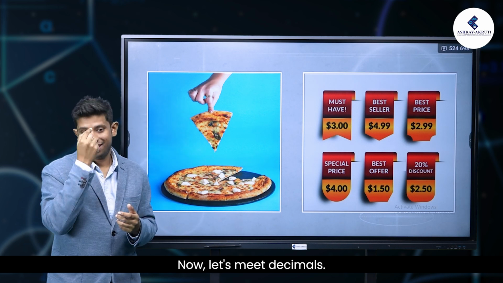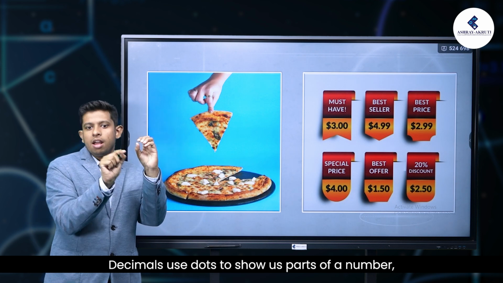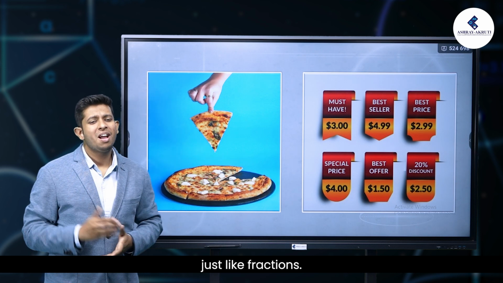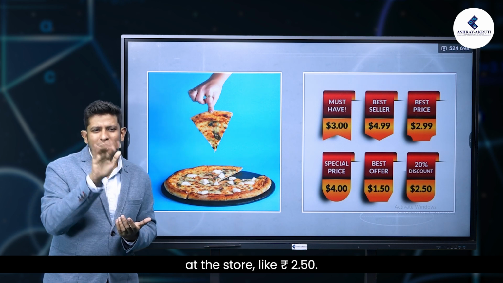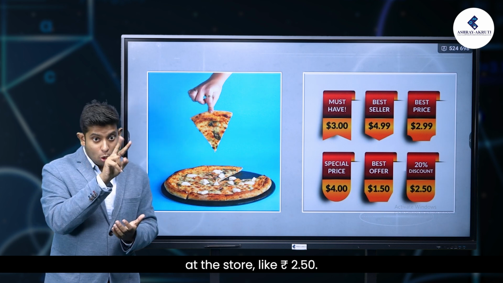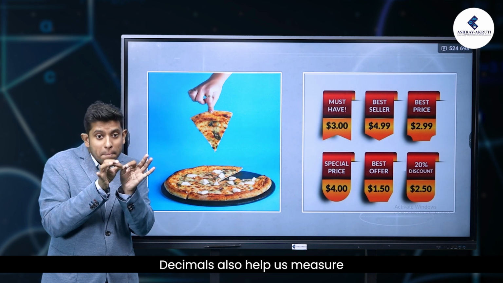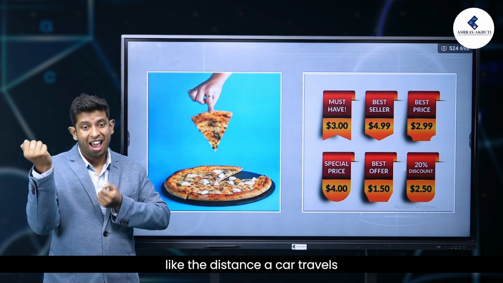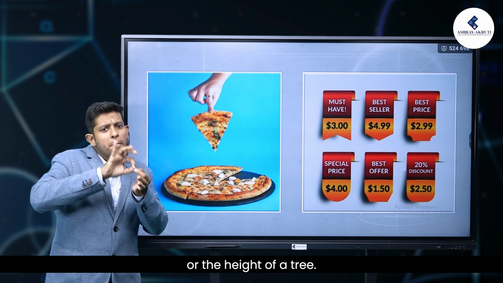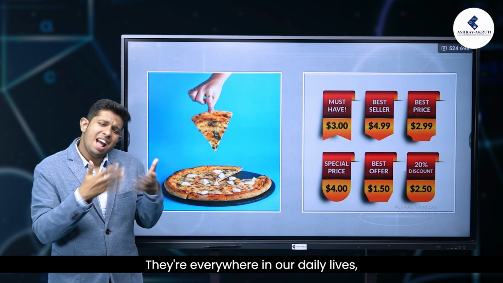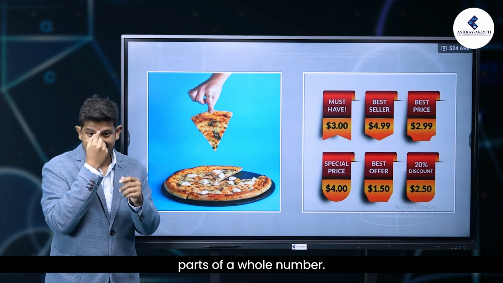Now let's meet decimals. Decimals use dots to show us parts of a number, just like fractions. They're handy for money. You will see them in prices at the store, like Rs 2.50. Decimals also help us measure things more precisely, like the distance a car travels or the height of a tree. They're everywhere in our daily lives, making it easier to understand smaller parts of a whole number.